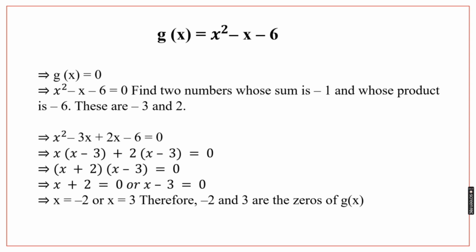Those two values are the zeros of g of x, which means when we insert -2 in place of x, the function will be 0, and when we insert 3 in place of x, the function will be 0. Those are the only two values which will give us this function 0.